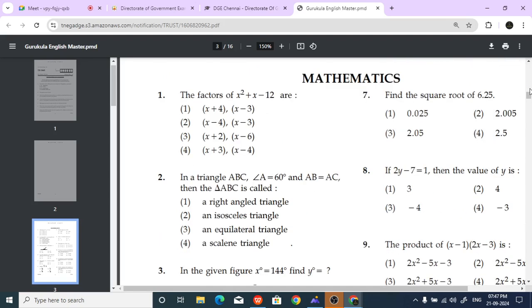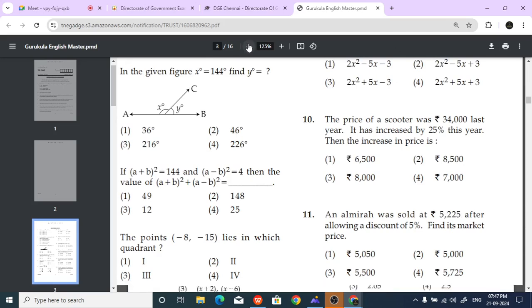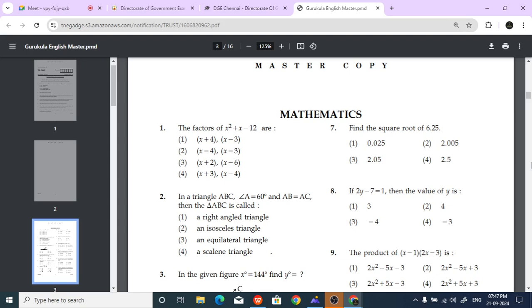The three angles of a triangle put together is how much? 180. All four angles of a quadrilateral put together is how much? 360. All four angles of a square is equal to how much? 360. All four angles of a rectangle? 360. All four angles of a parallelogram? 360. All four angles of a rhombus is how much?